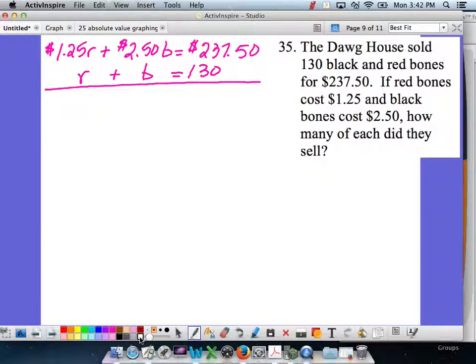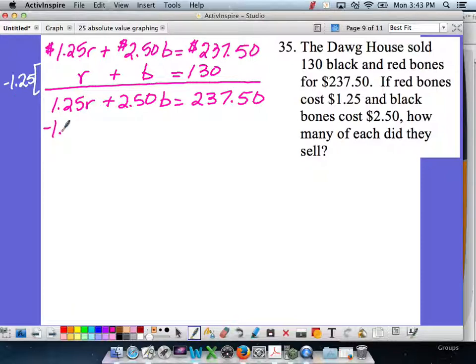I'm going to keep them just for keepsake, and I'm going to use the process of elimination, and I'm going to eliminate the r's. To do that, I'm going to multiply everything on the bottom row by negative 1.25. So I'm going to repeat the top, 1.25r plus 2.50b is equal to 237.50. And now on the bottom, I have negative 1.25r minus 1.25b is equal to 130 times negative 1.25, and you need to have your calculator out and ready. And I got negative 162.50.